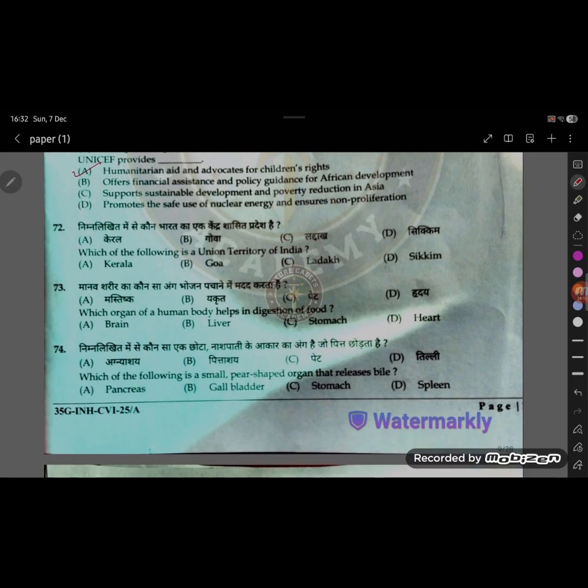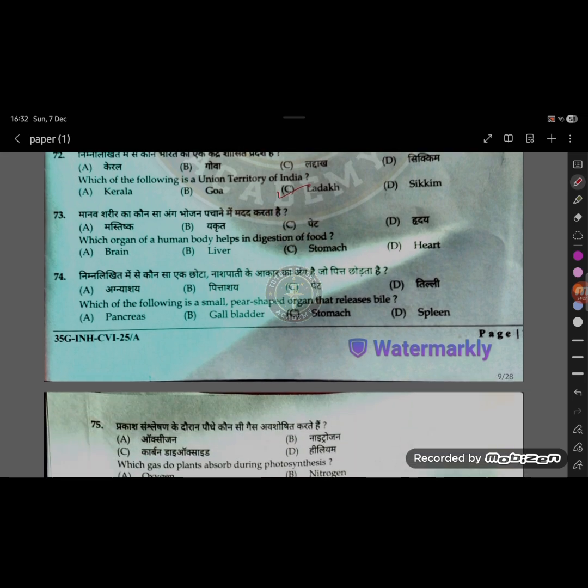For question number 72, Union Territory of India. Now Kerala, Goa and Sikkim are full-fledged states, but Ladakh is a union territory. After the Reorganization Act, Ladakh was announced as a union territory, and the status is the same as of now. Question number 73 is about organ of human body which helps in digestion.